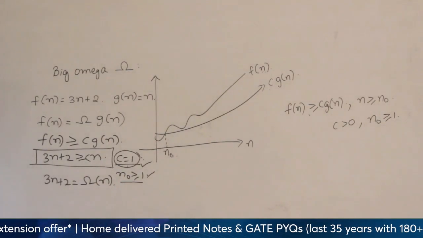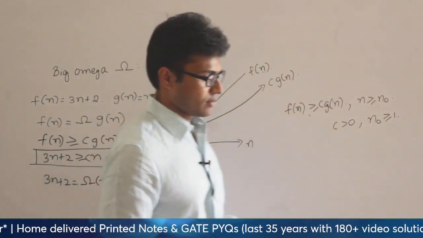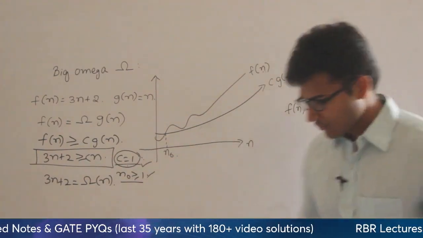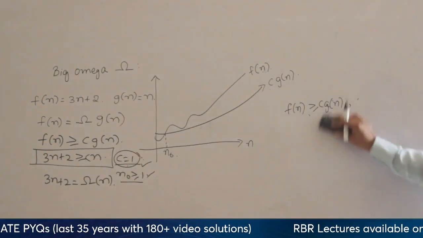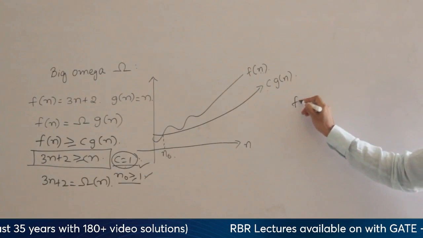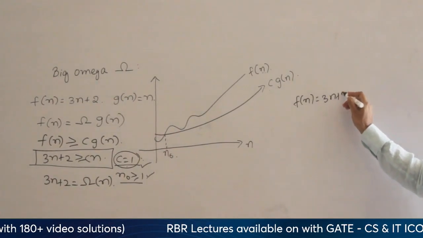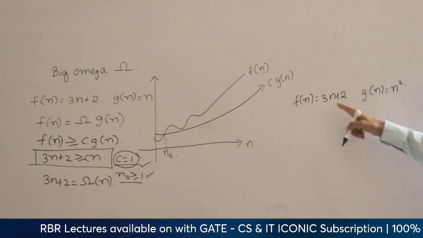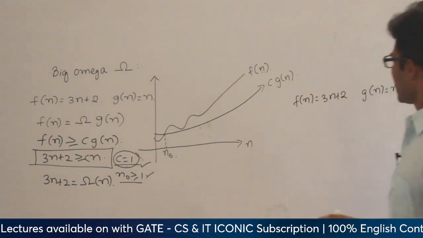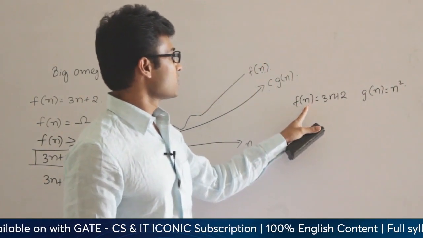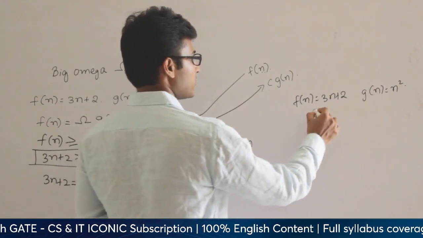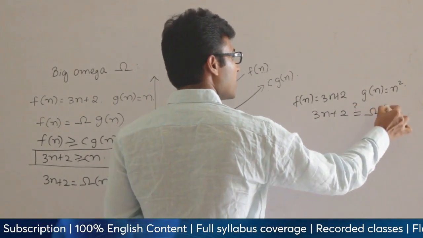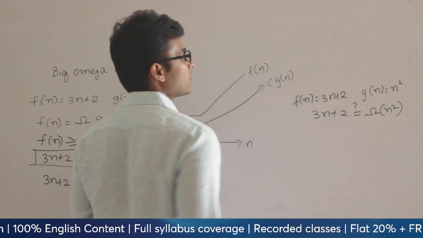Okay. Now 3n plus 2 being omega of n means 3n plus 2 will be lower bounded by n. So can we check 3n plus 2 and n square? Let us say f of n equals 3n plus 2 and g of n equals n square. Can 3n plus 2 be lower bounded by n square? Just check this. If 3n plus 2 has to be omega of n square, we are not sure, that is why I am writing it with a question mark.